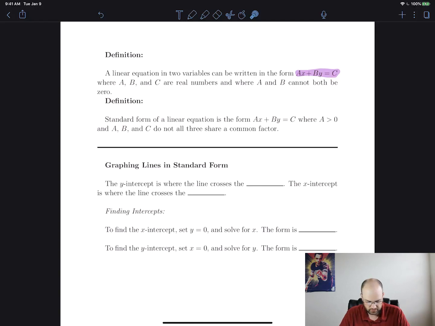Now, there is another definition. The standard form of a linear equation is the form ax plus by equals c, where capital A here is greater than 0, and a, b, and c do not all three share a common factor.